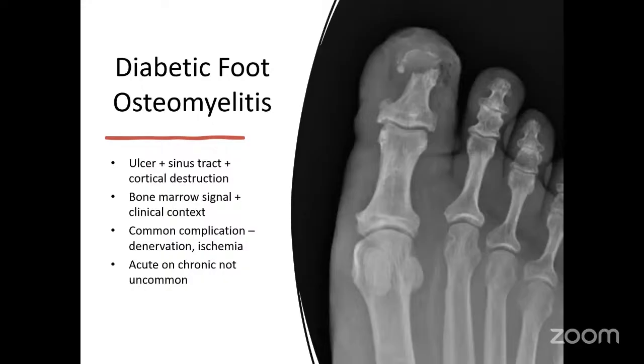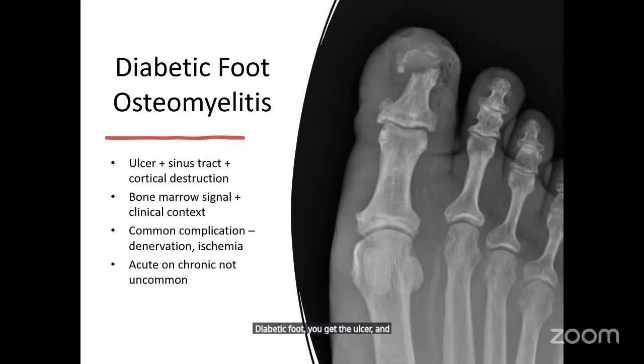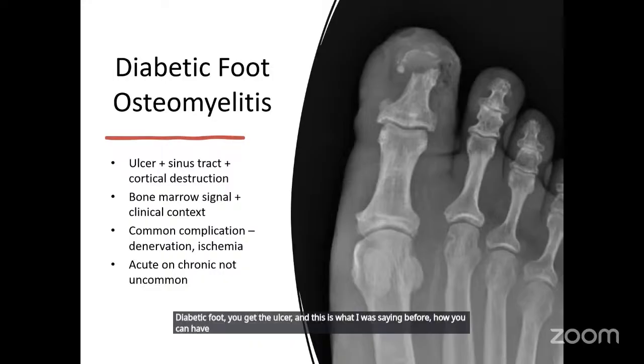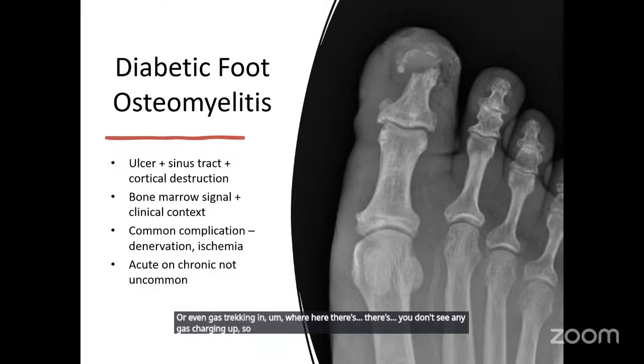I just had to throw in something one more time with diabetes because it's such an important thing here. But basically, diabetic foot, you get the ulcer, and this is what I was saying before, how you can have gas just around the ulcer. This is really probably a local infection or even gas tracking in, where here you don't see any gas tracking up to be concerned for necrotizing fasciitis, as we discussed a little earlier.